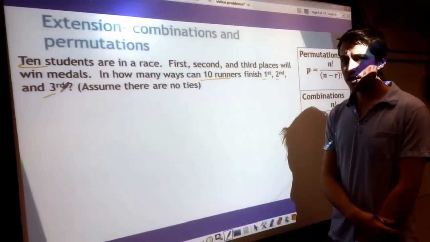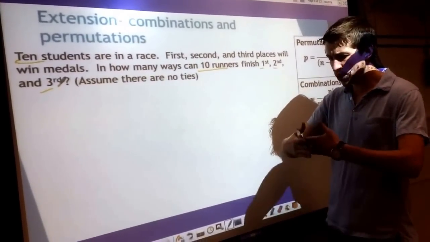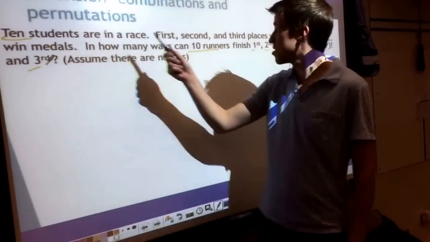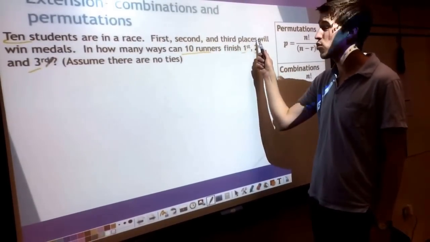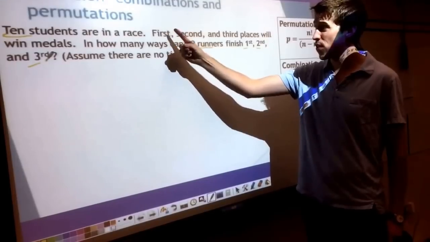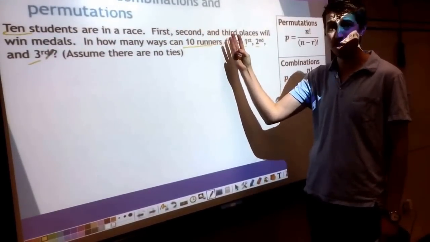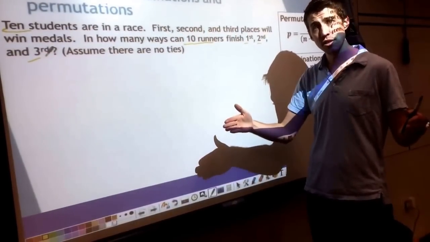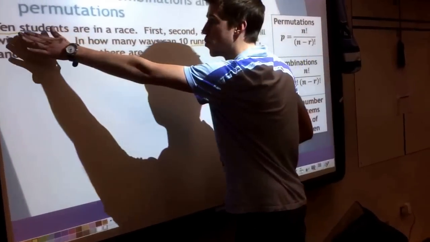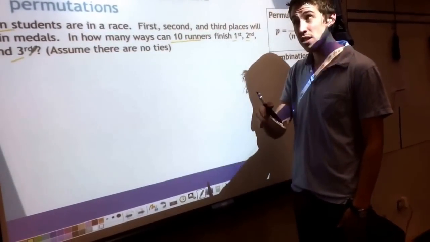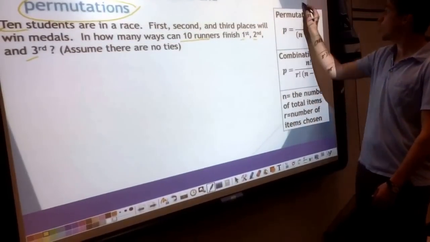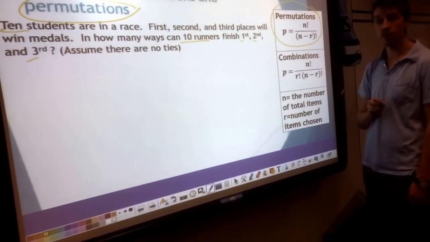Now in this case, with the file folders, we were sorting all 12 of them. But we're not going to sort all 10 students. There are only 1, 2, 3 winners. And in this case, the first person is first, the second person is second, the third person is third, so the order matters. So when we are selecting just a small group of the total and the order matters, that means we have a permutation, and we're going to use our permutation formula over here.